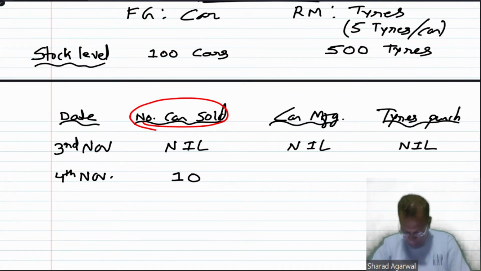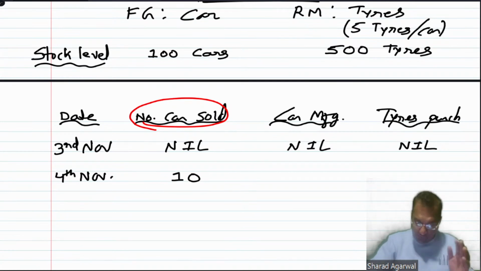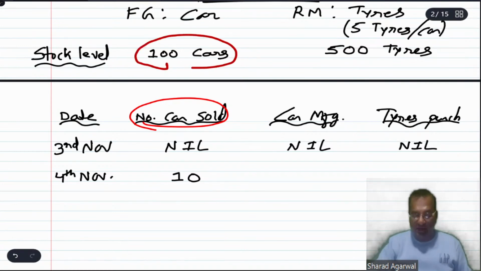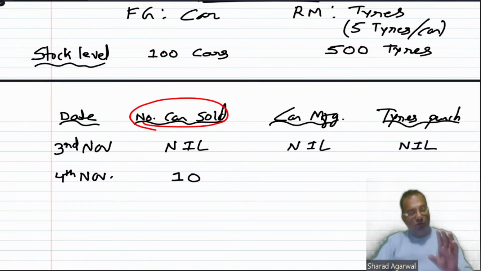Yes, beta. Yes, Bhomik, Kanimoji, Aniket, you have given the right answer because even in JIT system, we are maintaining some stock. We are maintaining the stock of 100 cars. Where this number comes from depends on the company.